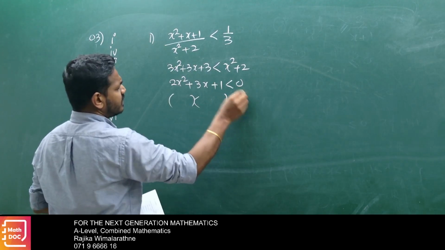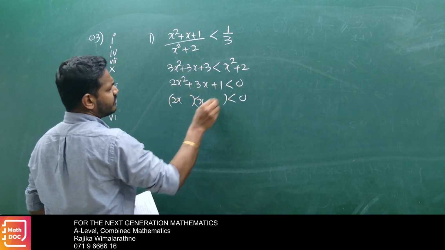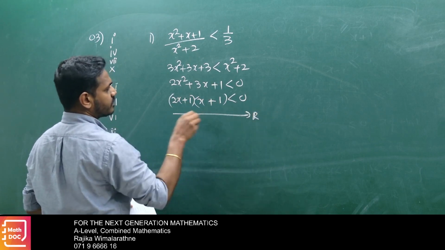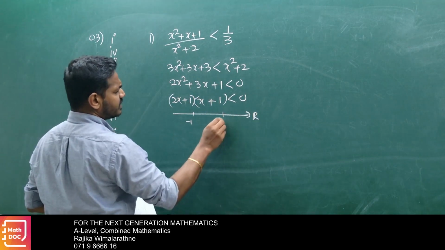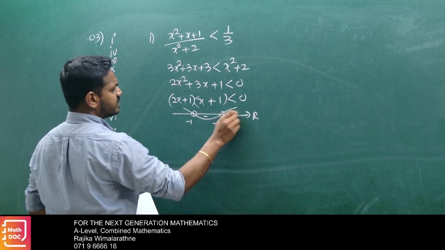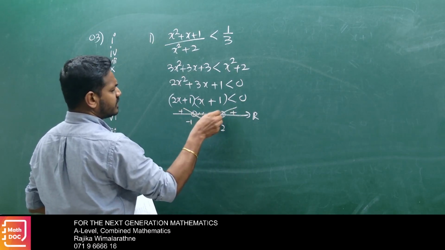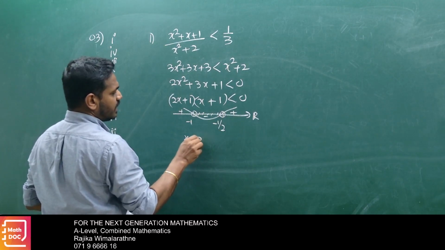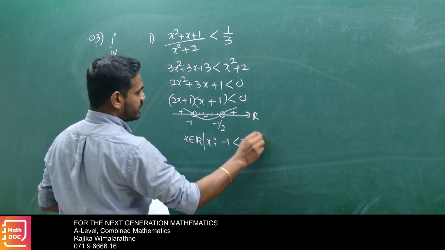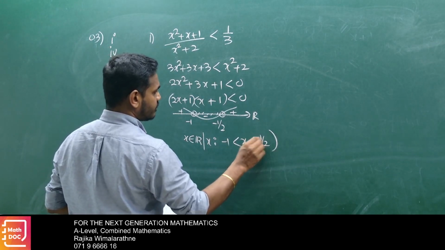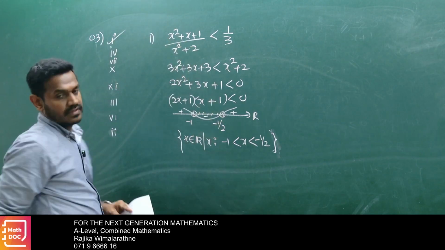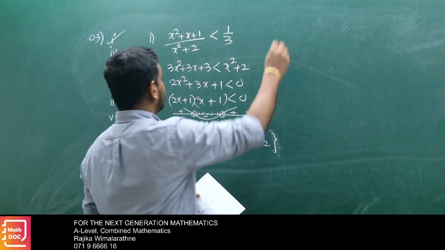Now it is a polynomial type inequality, no? Minus 1, minus half, the negative region here, then x element of real set x such that x in between minus 1 to minus half within curly bracket. Then 4.